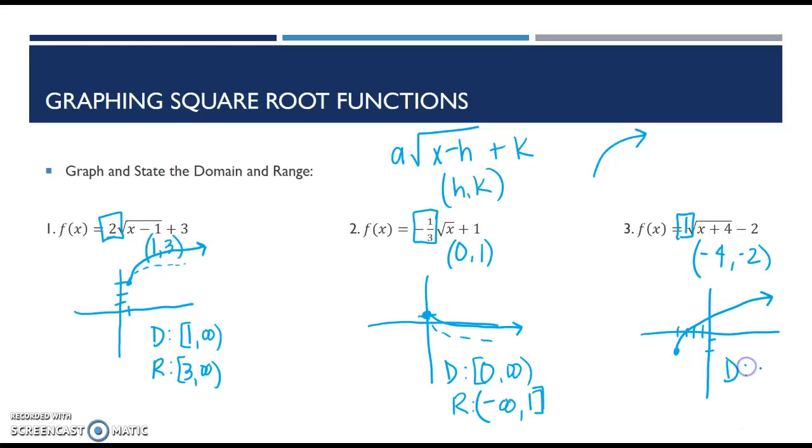My domain, negative 4 to positive infinity. And the range, negative 2 to positive infinity.